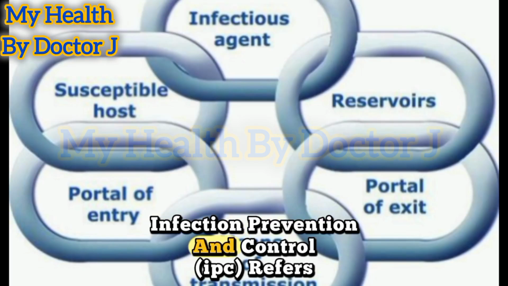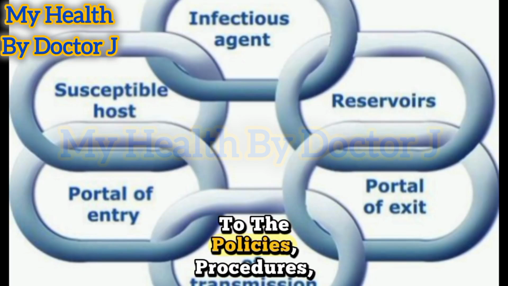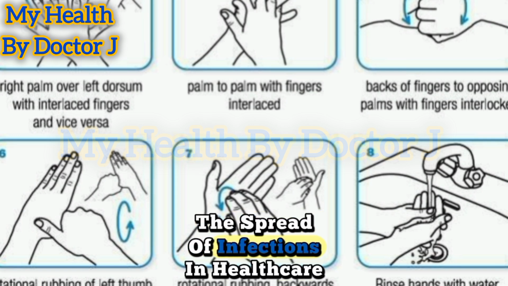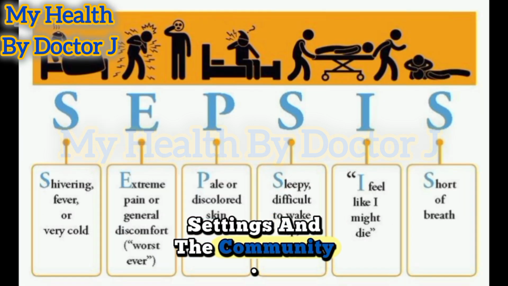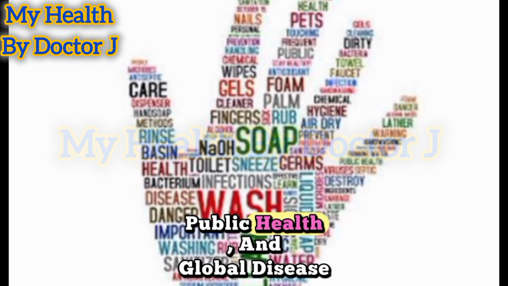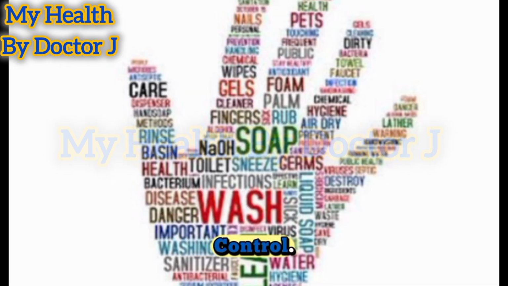Infection Prevention and Control (IPC) refers to the policies, procedures, and practices used to prevent and control the spread of infections in healthcare settings and the community. It's a critical component of patient safety, public health, and global disease control.